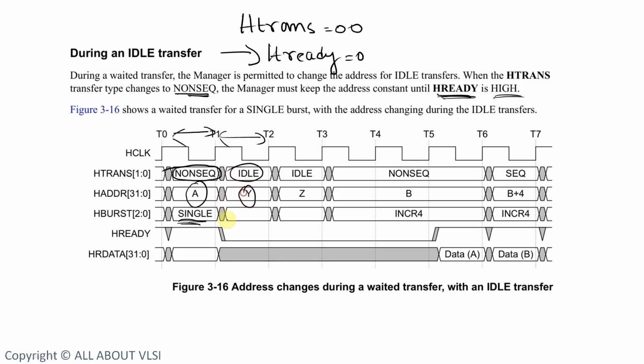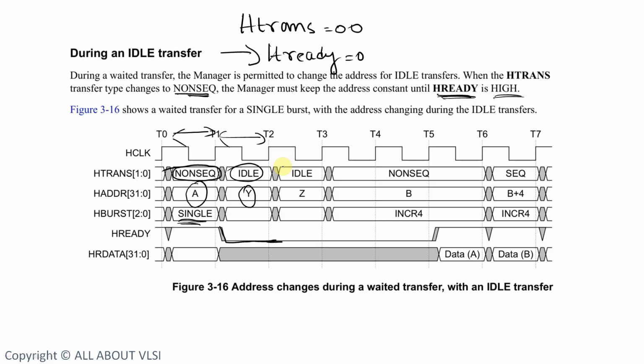Okay, it is Y. And we can see here HREADY is equal to 0. In the T1 to T2 clock cycle, HREADY is equal to 0. That means, as we saw in our very first sessions when discussing wait transfers, the master is not allowed to change any data signals, address signals and control signals whenever HREADY is equal to 0. This is the point we discussed in the very first session during the wait transfers.